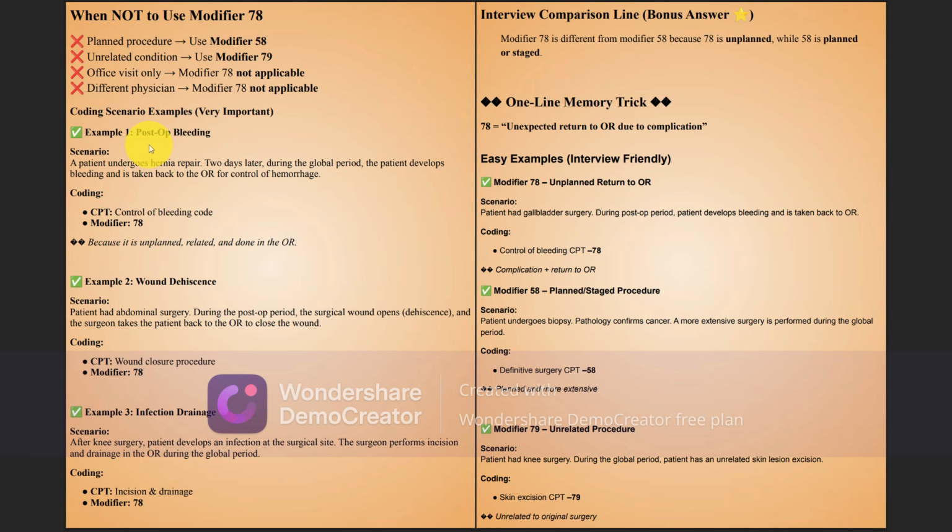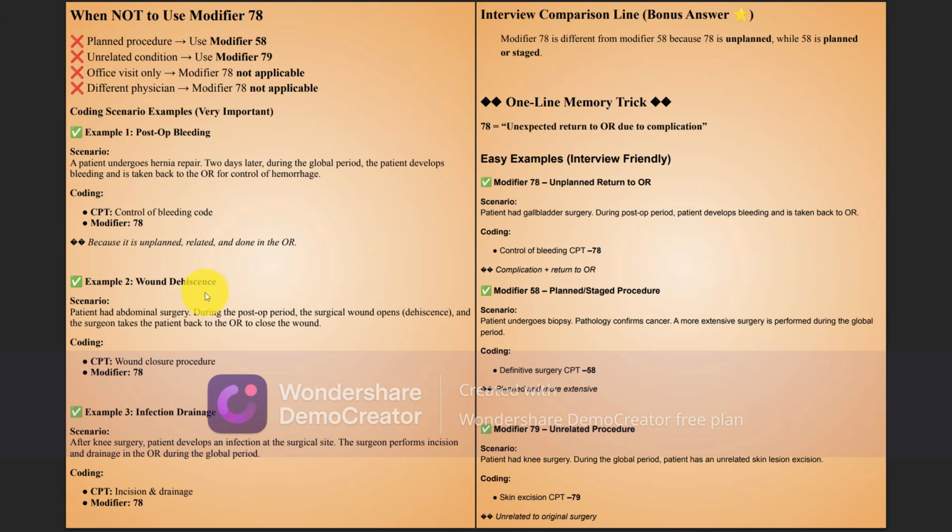Example: post-op bleeding. A patient undergoes hernia repair. Two days later, during the global period, the patient develops bleeding and is taken back to the operating room to control the hemorrhage. Coding tip: for control of bleeding, code with modifier 78, because it is unplanned, related, and done in the OR. So we use modifier 78 with the bleeding control CPT.